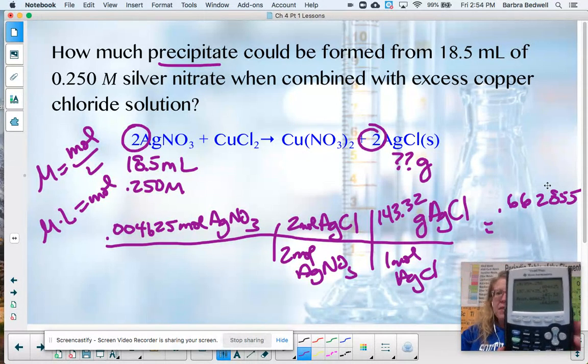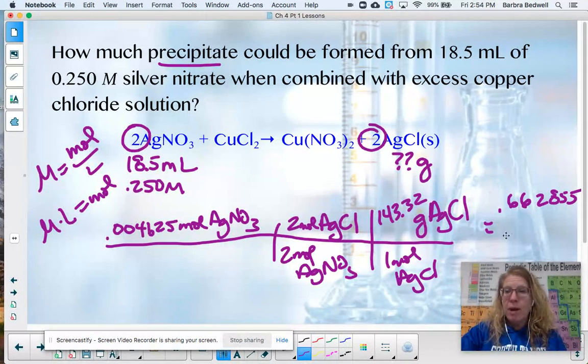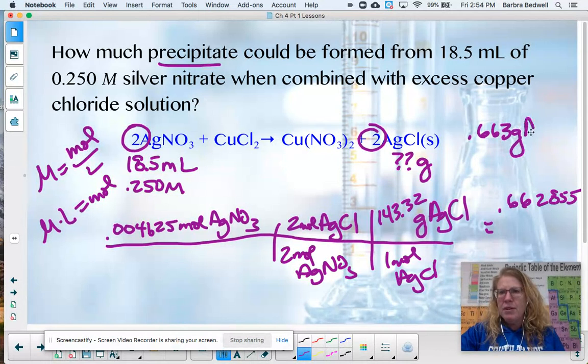So I have to round it to sig figs, 3 sig figs in my original problem. So I would write this in 3 sig figs. My answer here would be 0.663 grams of AgCl.